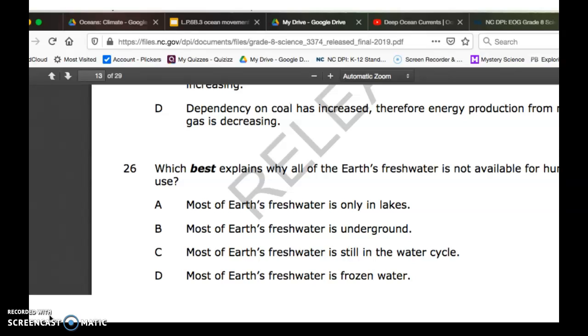C, most of the fresh water is still in the water cycle. That's not true. And D is our correct answer. Most of the fresh water is frozen water in ice glaciers and up there in Antarctica, or down there, not Antarctica, and up there in the Arctic.